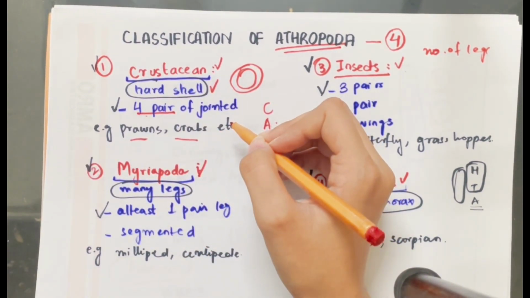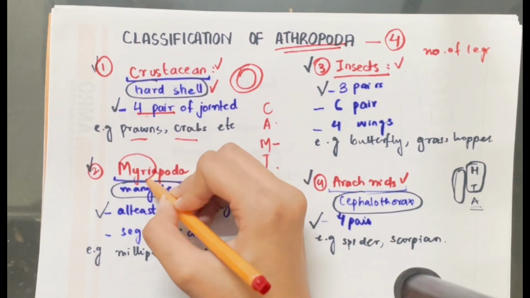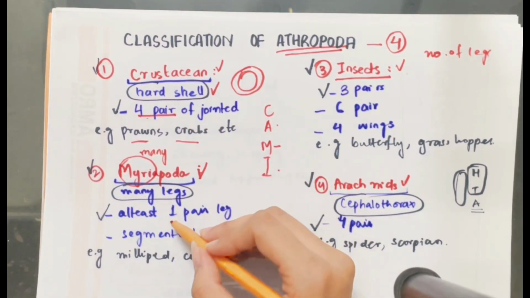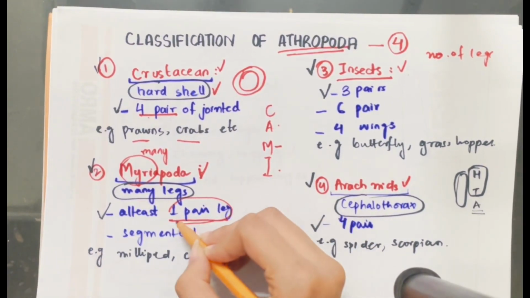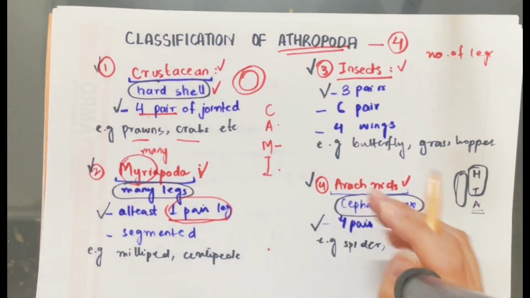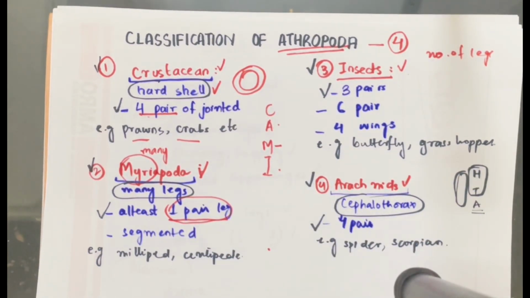In myriapoda we have many legs. Myria means many, so myriapoda has many legs. Although it has so many legs, the least number is 1 pair of legs per segment. It has a segmented body, and the examples include millipedes and centipedes.